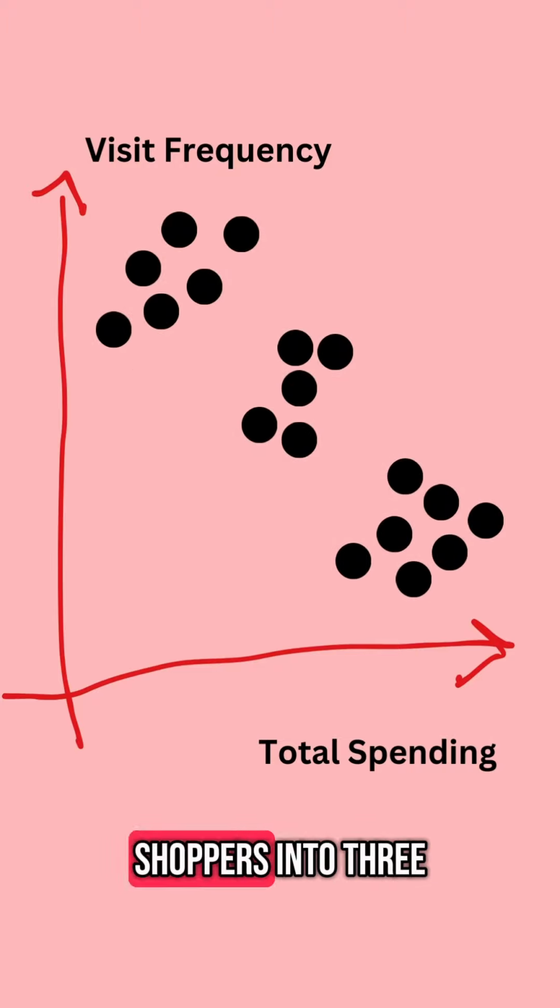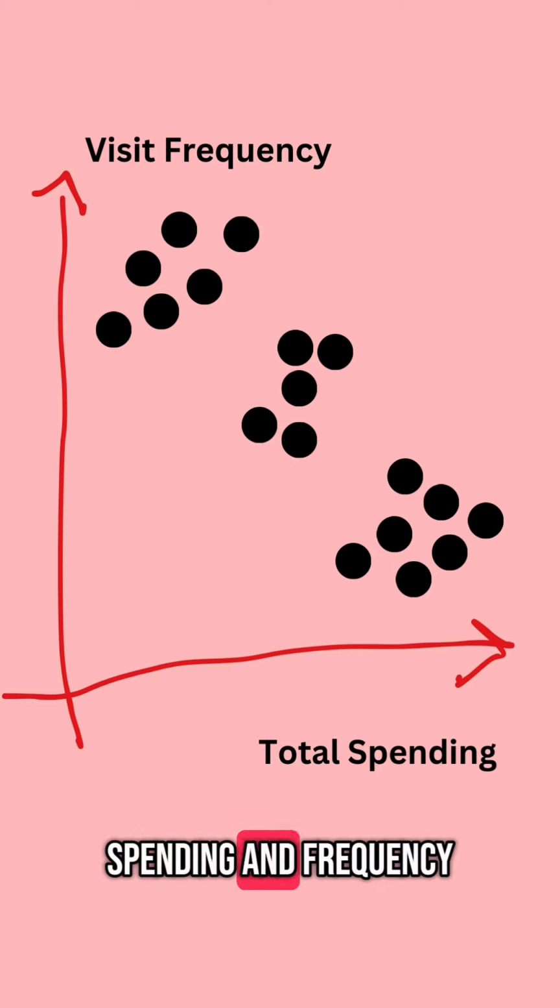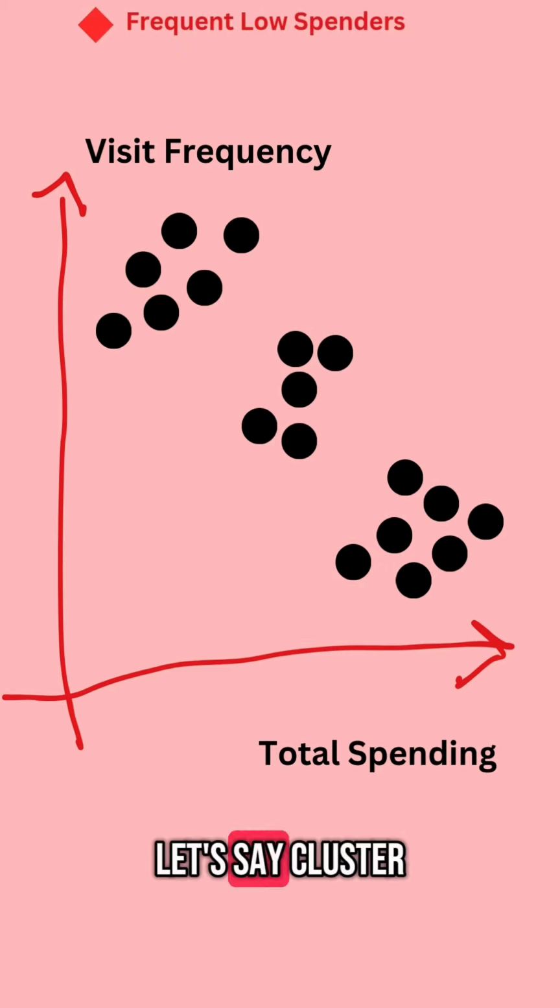Now let's divide these shoppers into three clusters based on spending and frequency. Let's say cluster 1 is frequent low spenders. They visit the store all the time but spend just a little each time. Maybe they're like daily snack buyers. We'll use red color for cluster 1.